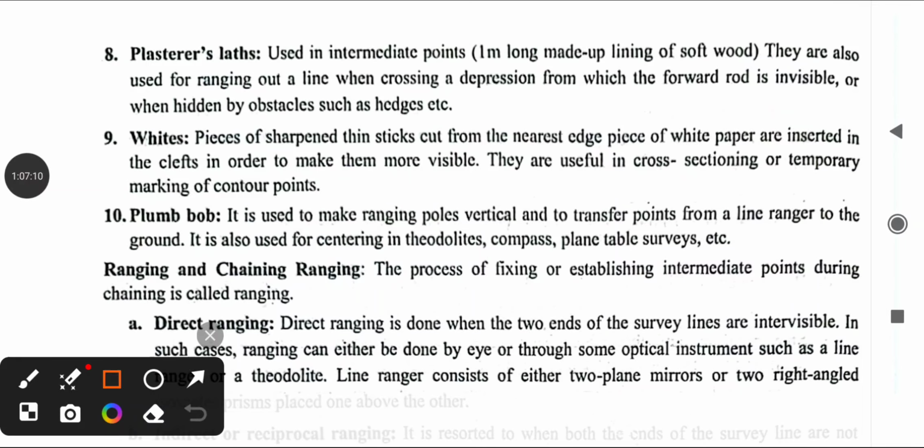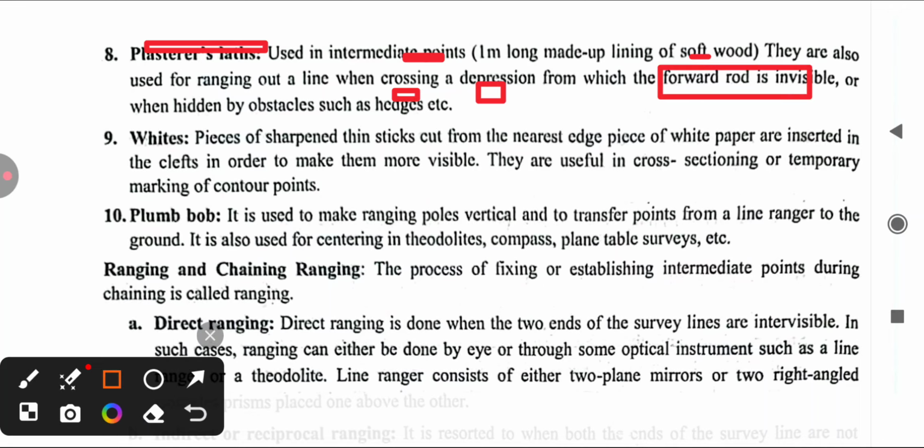Then there is the plaster lath, used in intermediate points, 1 meter long, made of lining of softwood. They are also used for ranging out a line when crossing a depression from which the forward rod is invisible, or when hidden by obstacles such as a hedge.